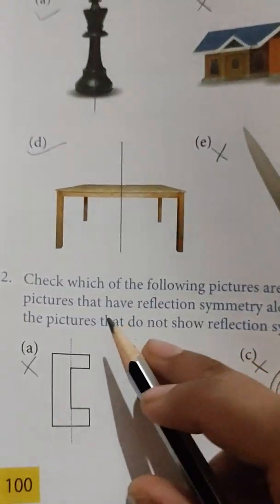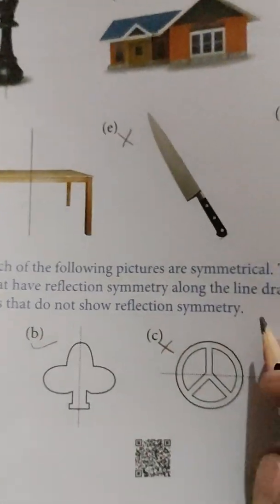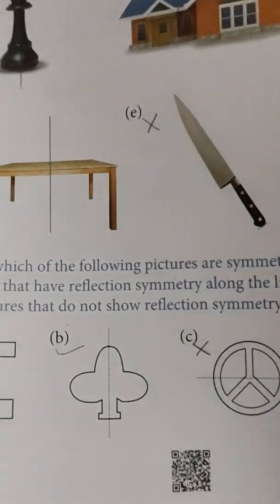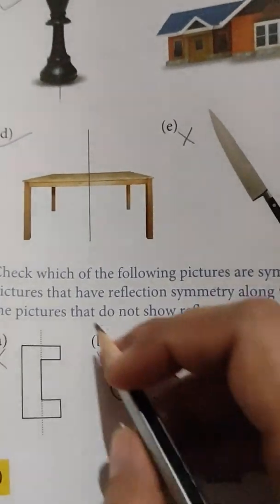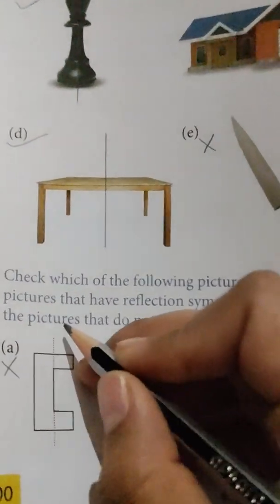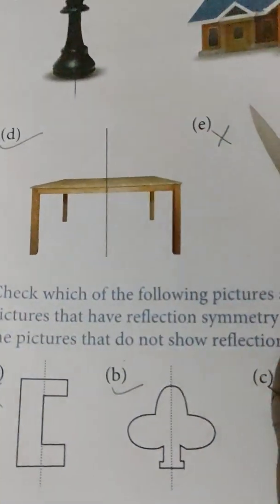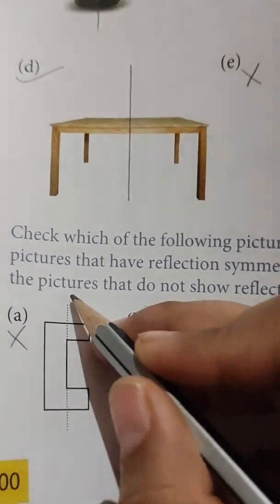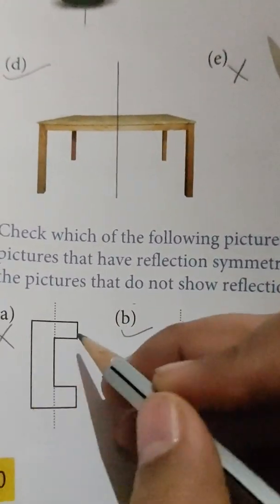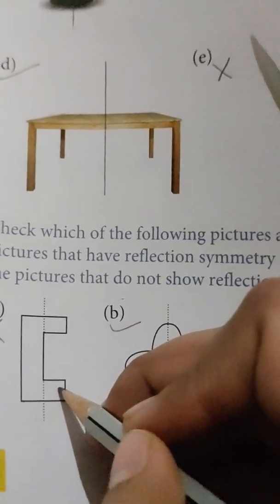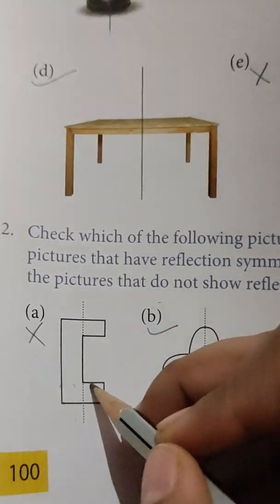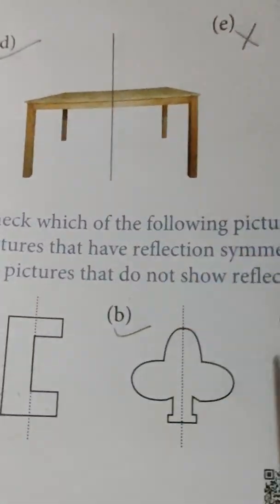Now check out which of the pictures are symmetrical. Tick the picture that has reflection symmetry along the line drawn and cross the picture that does not show reflection symmetry. I've already told you about the line of symmetry, you should have the similar shape on both sides of the line of symmetry. So here this shape is not coming, this is a line of symmetry. Suppose this is a mirror, so if you are standing here, you should have the same image on this side also. As we are not getting the same image on this side, it is not a reflection symmetry, so you have to put a cross.